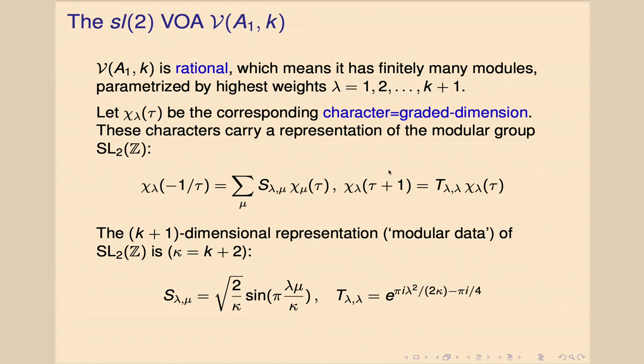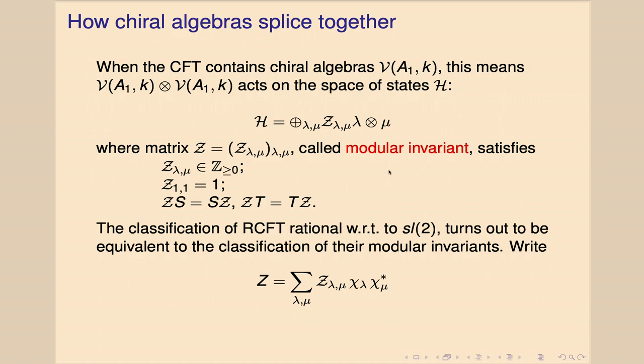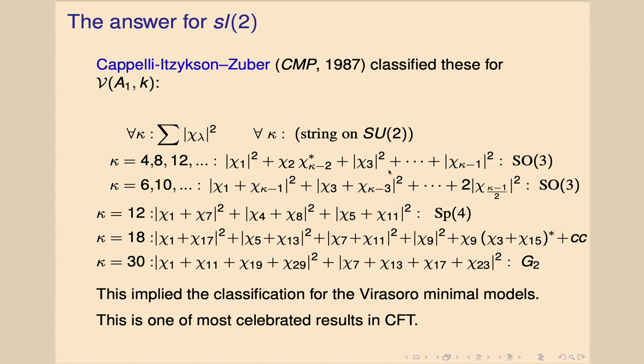So it's not inconceivable that you can actually classify these things, and that's what Cappelli, Itzykson, and Zuber did, and they got the following answer. You can write it in terms of a matrix, but almost all entries are zeros, so it's easier to write it in terms of some kind of a generating function, if you want to call it that. So that's what we're going to do, and this is their answer.